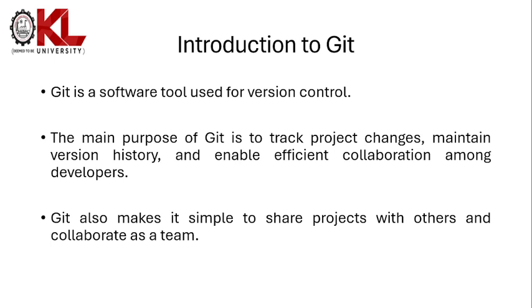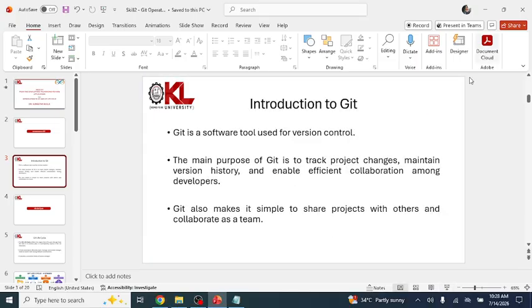Git is a software tool. This tool is used for version control, and at the same time Git also makes it simple to share the project with others, so we can work as a team and collaborate on the project. Here multiple developers can work on the same project at the same time. Let's take one example.